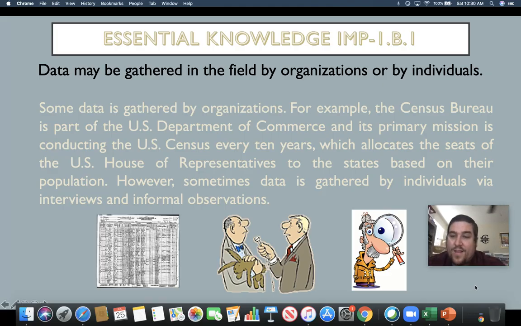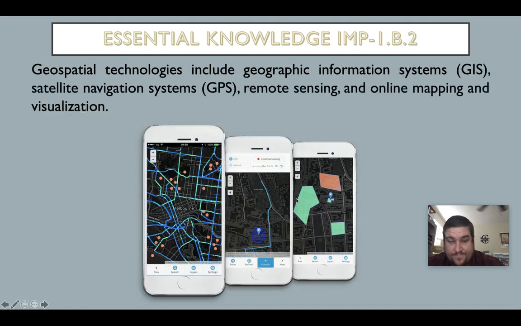The U.S. Census reallocates House seats for the U.S. House of Representatives. Beyond that, its goal is to count every single person in the United States, and it helps see where money goes for government block grants and stuff like that. However, data, if it's not gathered by an organization, can be gathered by individual people. Interviews, informal observations, that's all data that's being gathered.